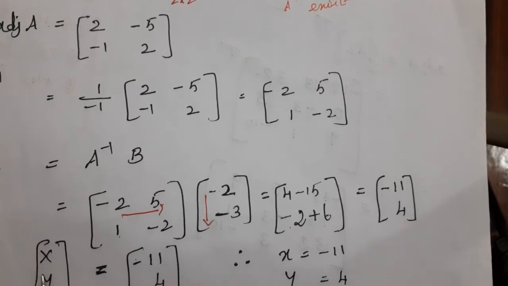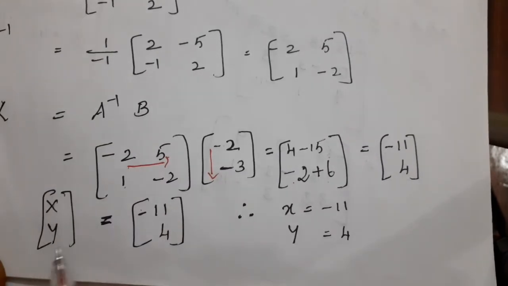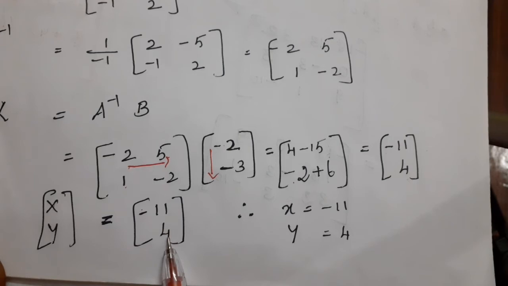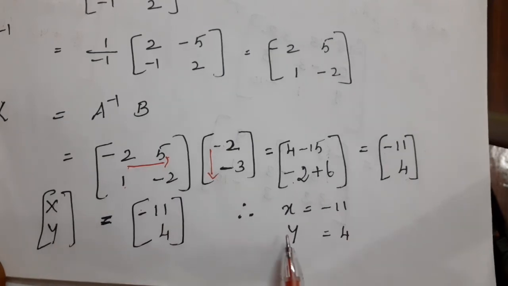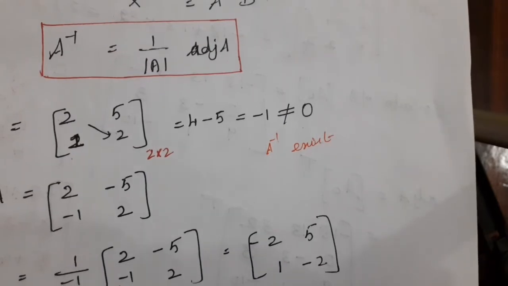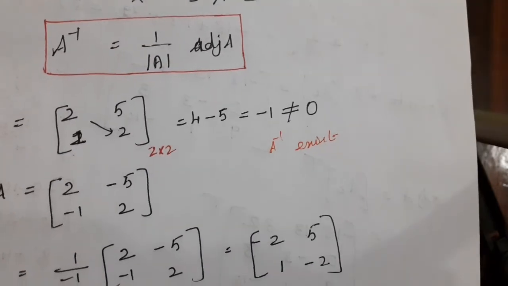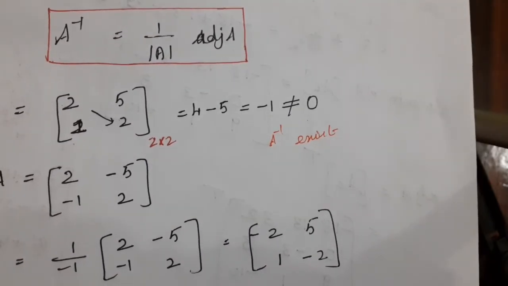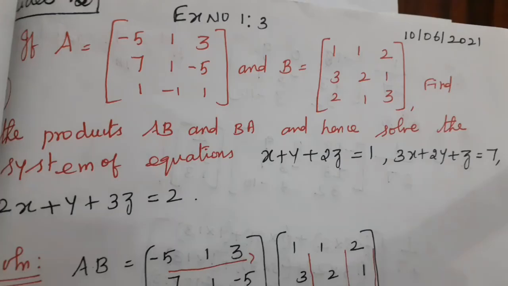4. Therefore, x y equals, instead of x, rewrite what? x y equal to minus 11, 4. Therefore the value of x is equal to minus 11, y equal to 4. This is the matrix inversion method to find the value of x and y. Here, with 3 variables, similarly you find x, y, z.